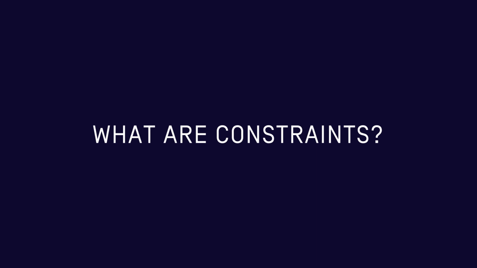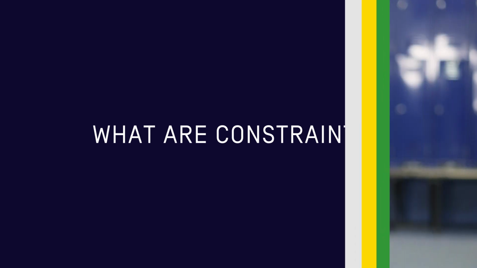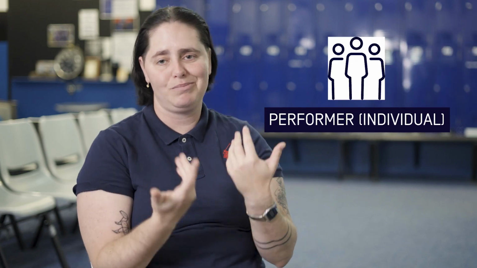A constraint is just anything that shapes our behavior. We have different types of constraints, and it boils down to individual, task and environment constraints. Individual constraints are the things that make us people, the things that make us experience the world differently. I always use height as an example.